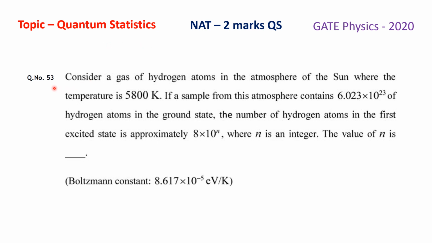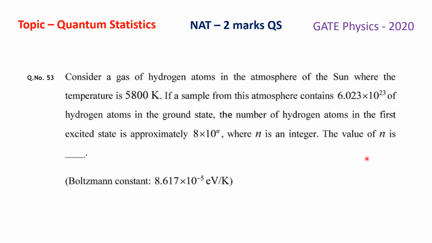The question is, consider a gas of hydrogen atoms in the atmosphere of the Sun where the temperature is 5800 Kelvin. If a sample from this atmosphere contains 6.023 times 10 to the power 23 of hydrogen atoms in the ground state, the number of hydrogen atoms in the first excited state is approximately 8 times 10 to the power n, where n is an integer.